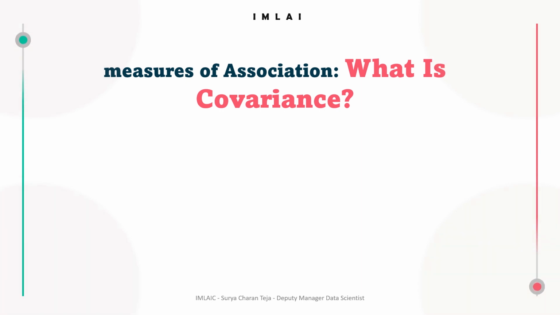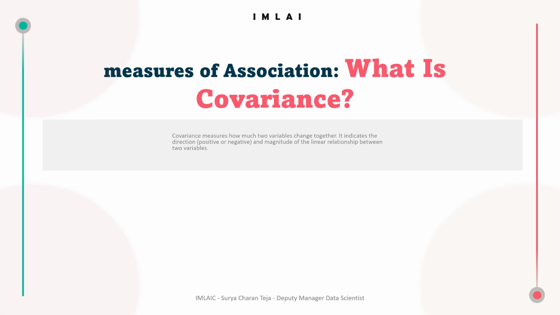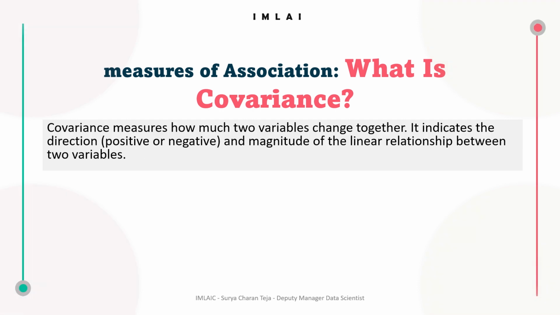So, covariance measures how much two variables change together. That's it, simple. When there are two variables x and y, if x changes a certain amount, how much would y change? That's what the covariance is.